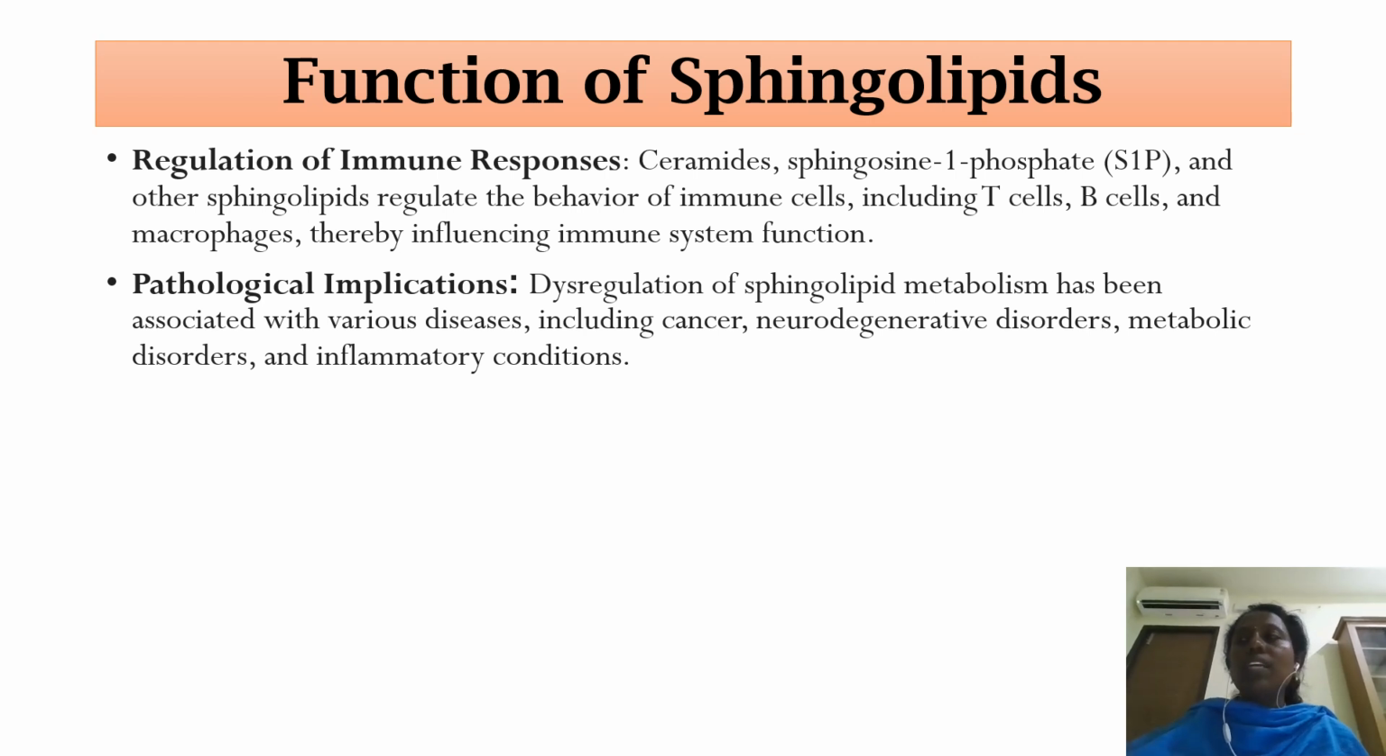The next function of your sphingolipids is that they are involved in the regulation of immune response. There are various types of sphingolipids. One particular type is ceramides, along with sphingosine 1-phosphate and other sphingolipids, which are involved in the regulation of your immune cells, particularly your T cells, B cells and macrophages. Your T cells and B cells are the main immune mechanism components, and the macrophages are the players of your immune system. Thereby, they influence your immune system function. Okay.